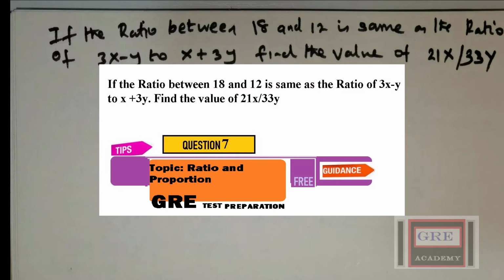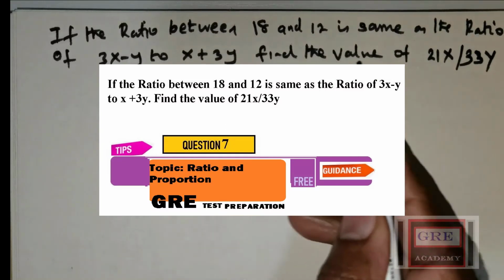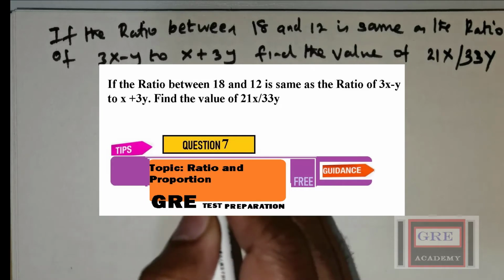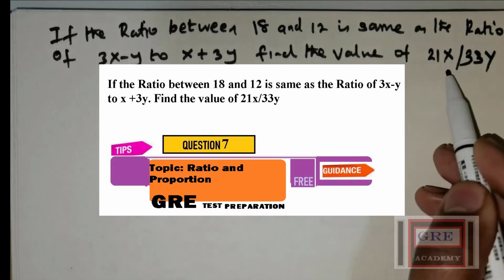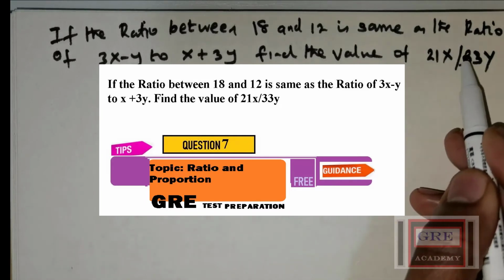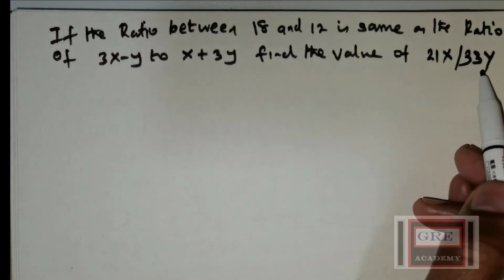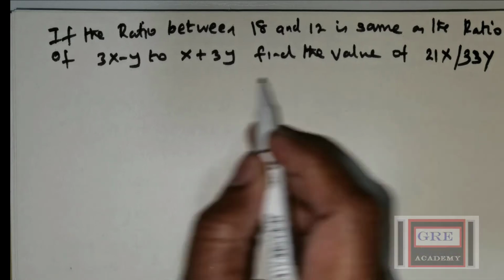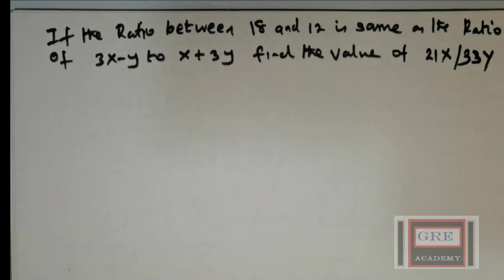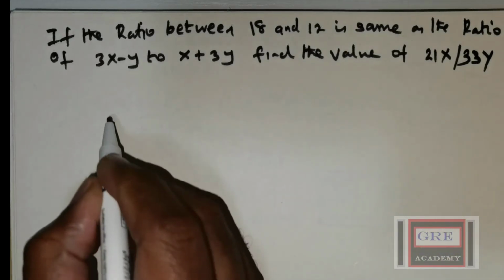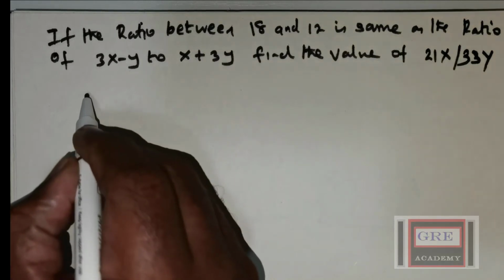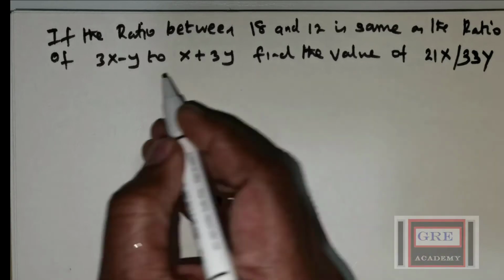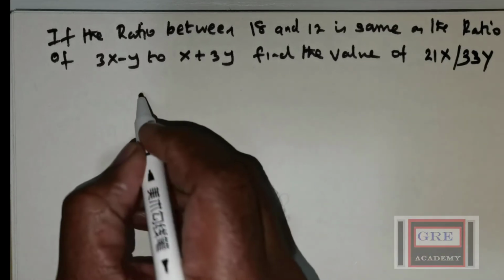Students were given this question: if the ratio between 18 and 12 is the same as the ratio of 3x - y to x + 3y, find the value of 21x to 33y. So we would have to obtain the solution for this question. To begin with, we can start by writing the requirement, or in other words, state what is being given.